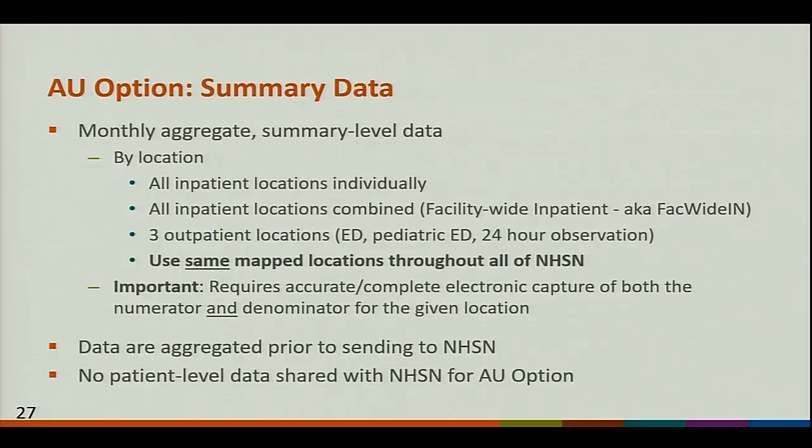Like I already said before, but it's important, so I'm going to reiterate it. Data are aggregated prior to sending them to NHSN. We have no patient level antimicrobial use data in NHSN. So in the AU option, we get no patient level antimicrobial use data.